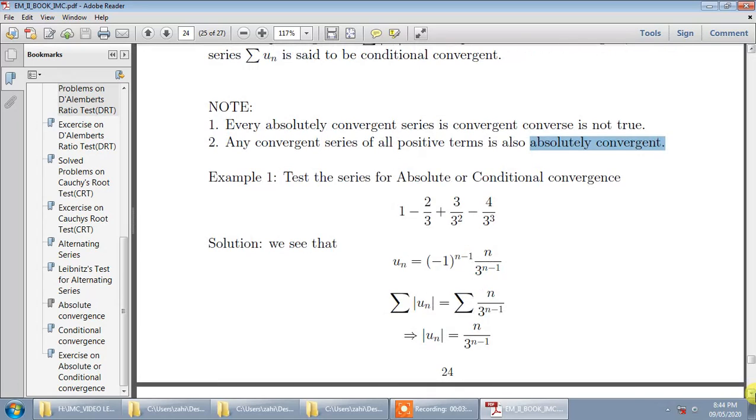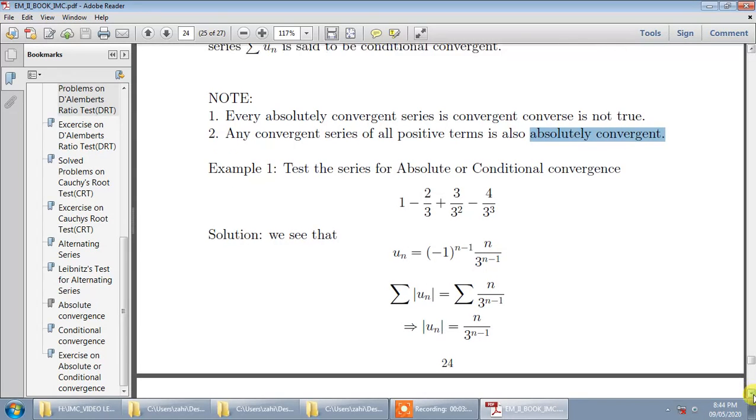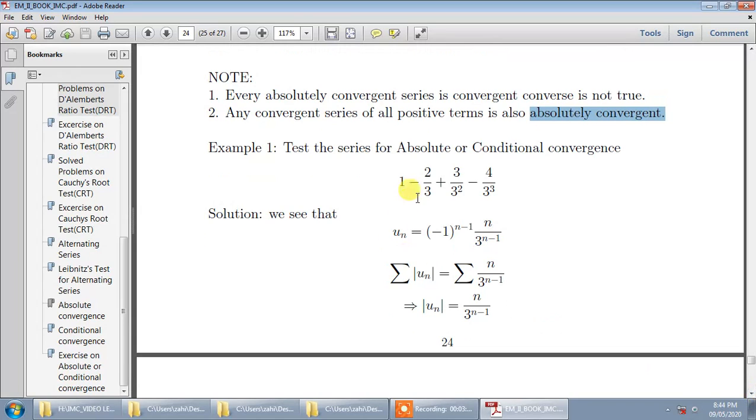Okay, test the series for absolute or conditional convergence. What I'm going to do now is write un. You can observe that the first term is 1 upon 3 raised to 0, the second term is 2 upon 3 raised to 1, the third term is 3 upon 3 raised to 2, with alternating plus minus signs, and so on. There are infinitely many terms. So I can guess that. Now I'm not going to discuss how we got this un.